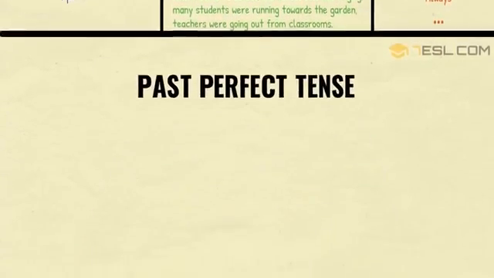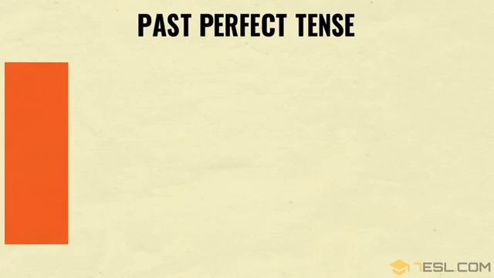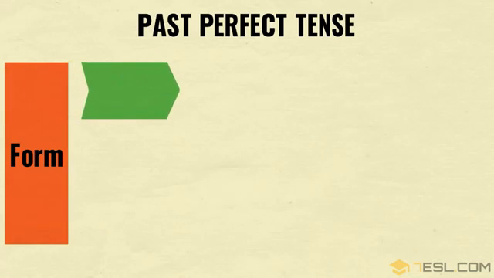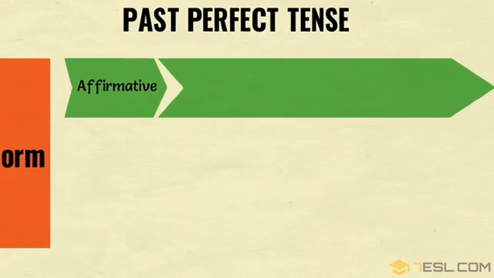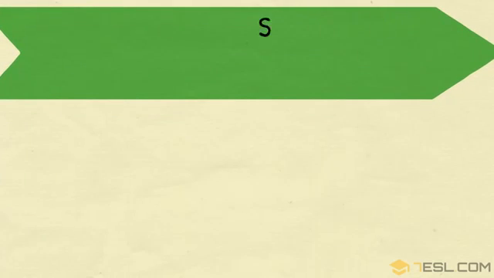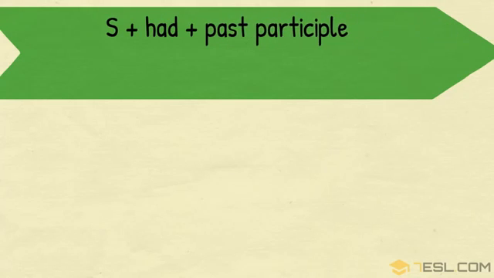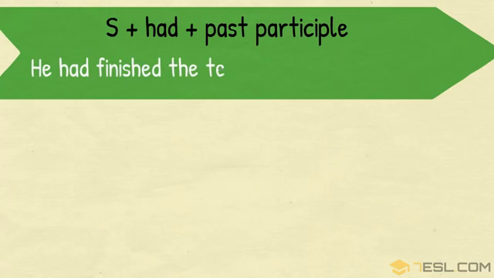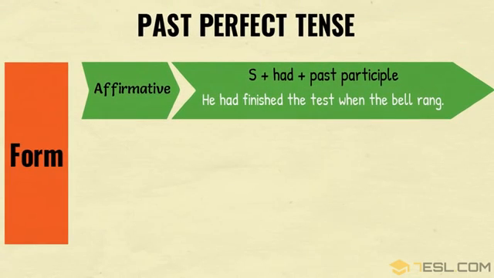Past perfect tense. Form. Affirmative. Subject plus had plus past participle. He had finished the test when the bell rang.